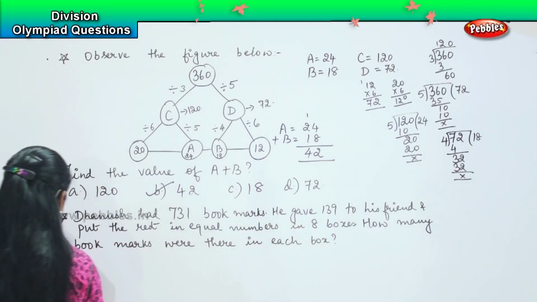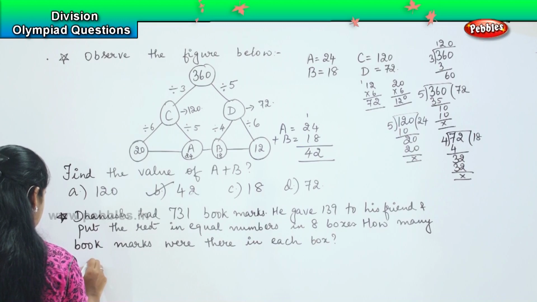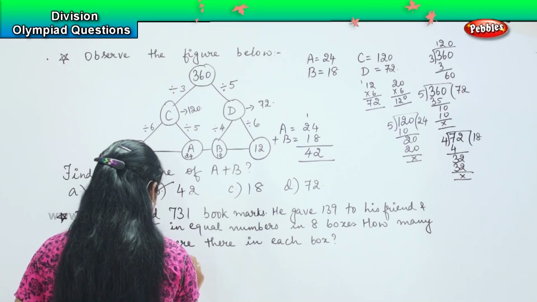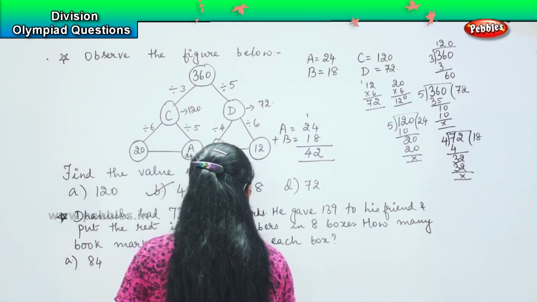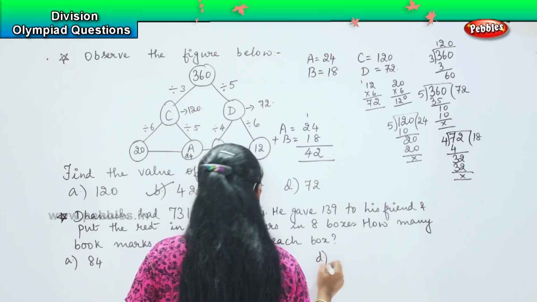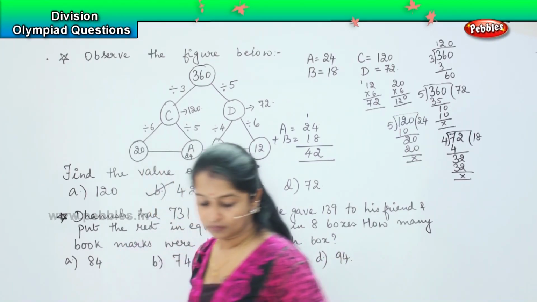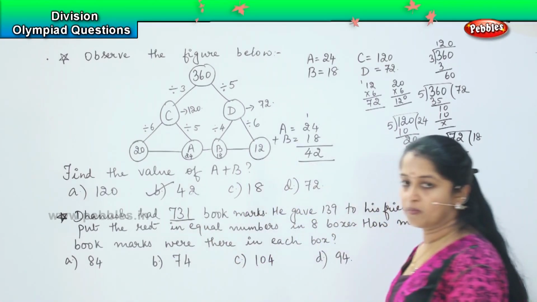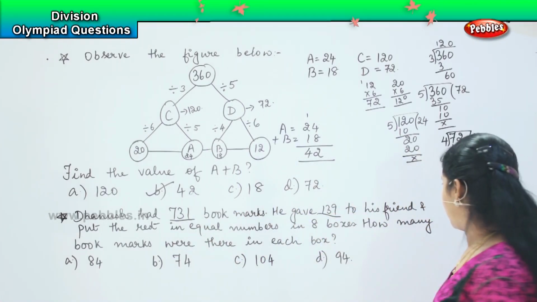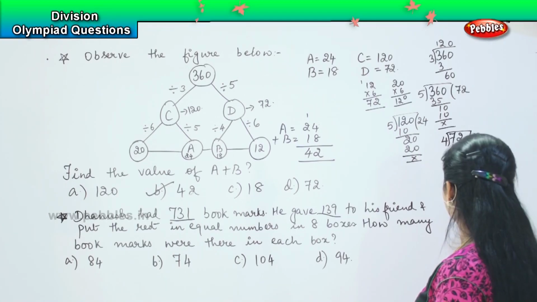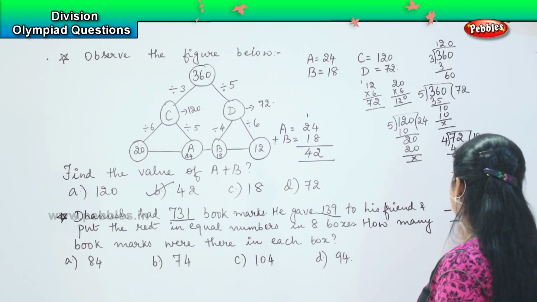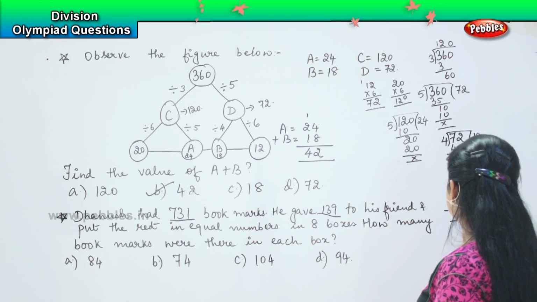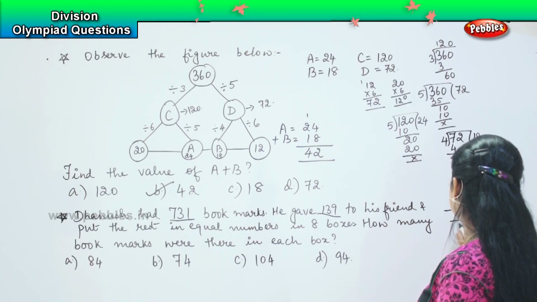Your options are option A, 84, option B, 74, option C, 104, and option D, 94. Now, the question says Dhanush was having 731 bookmarks. He gave 139 to his friend. So very simple, 731 minus 139. So 11 minus 9 is 2, 12 minus 3 is 9, and 6 minus 1 is 5.